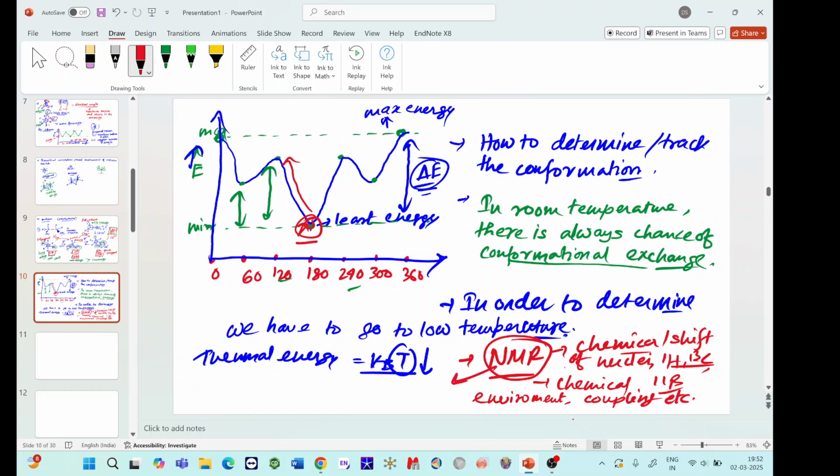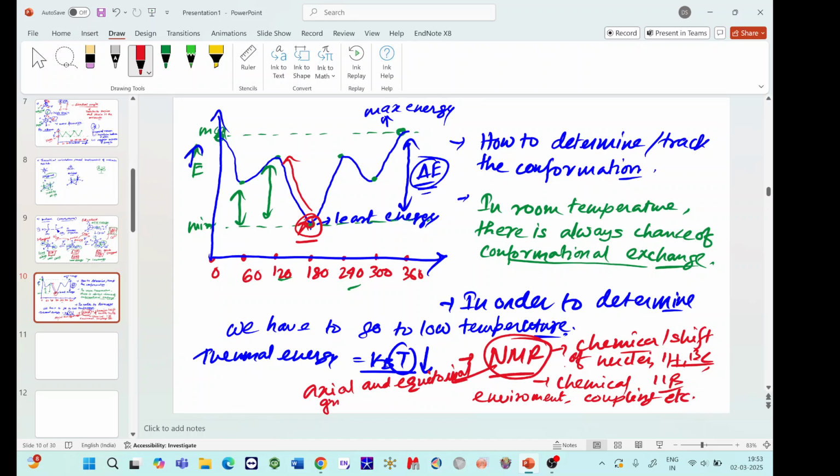So axial and equatorial groups behave differently. So at low temperature, if you do NMR, you could separate this axial and equatorial proton or any other group that is present there. By this way, you can track these conformational changes.